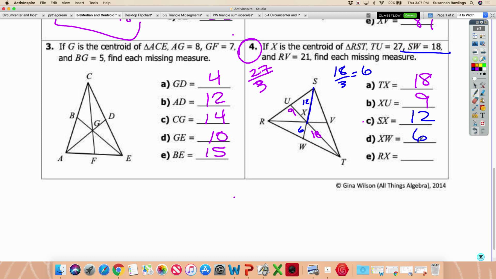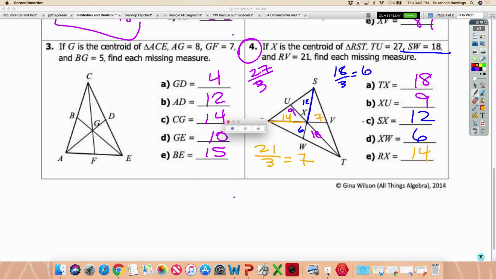And last one, that told me RV was 21. So what am I going to do there? Divide it by 3 and get 7 for my little piece. How do I find RX, my bigger piece? Double it and get 14. Okay. Oops. And that is the last one I'm going to do. So we should be okay with the rest, but I'll just pause it.